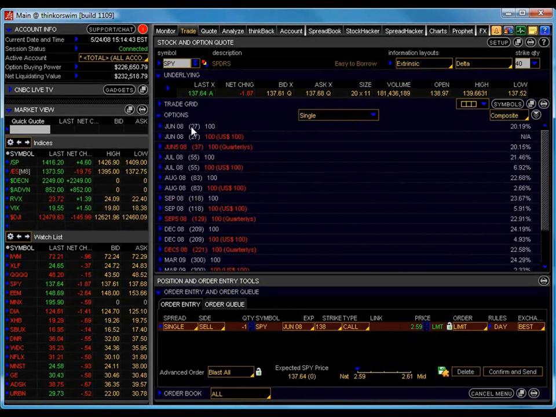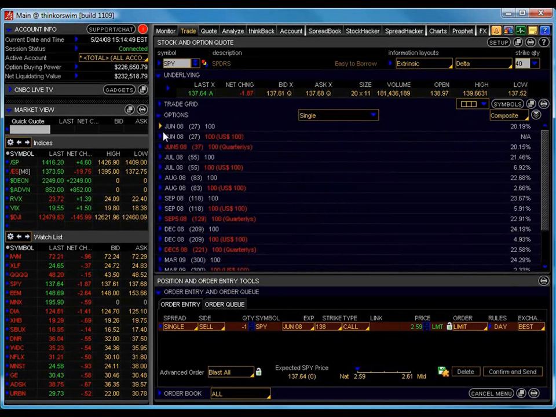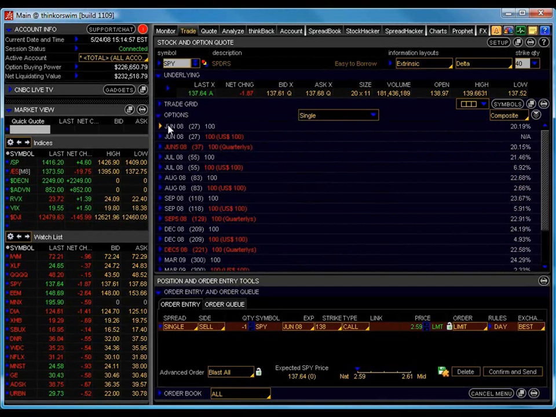The one that we're interested in is the ones, now those aren't weekly because they have 27 days left too, but the ones we're interested in are the front months. These are called the front months. The very next expiration month is called the front month.